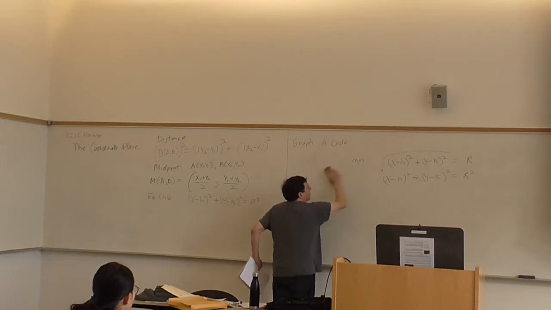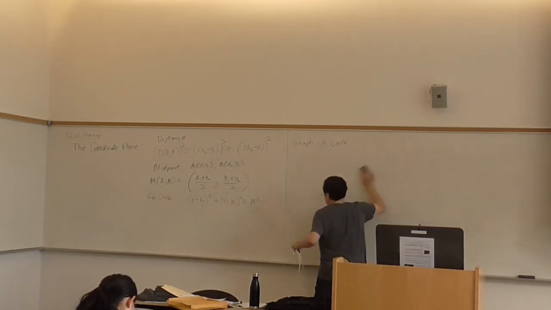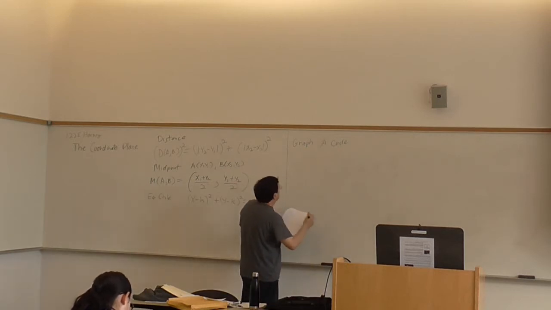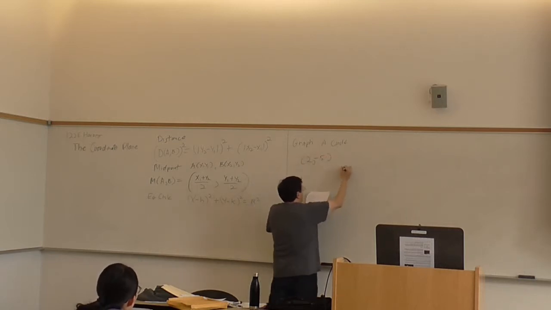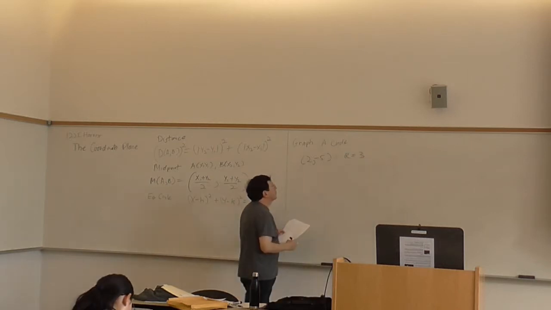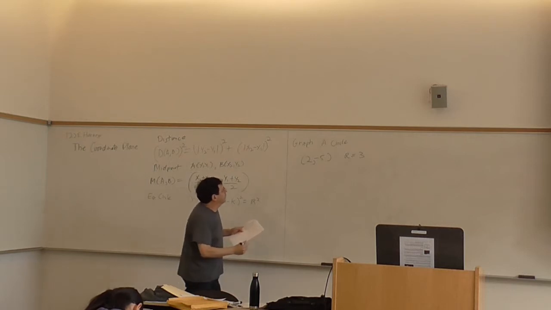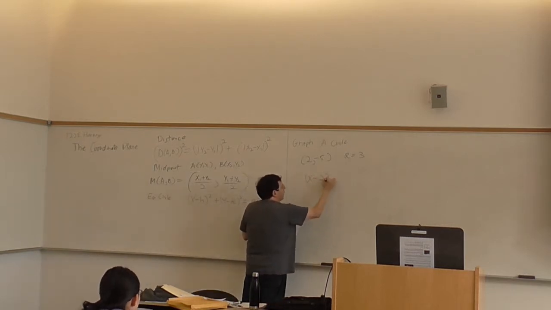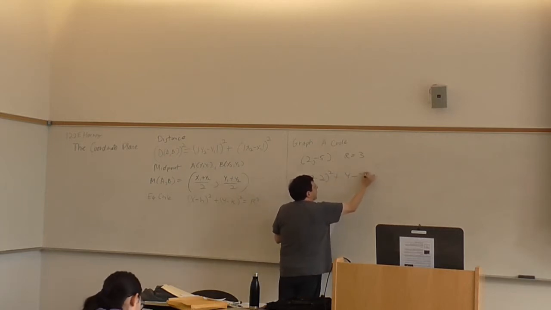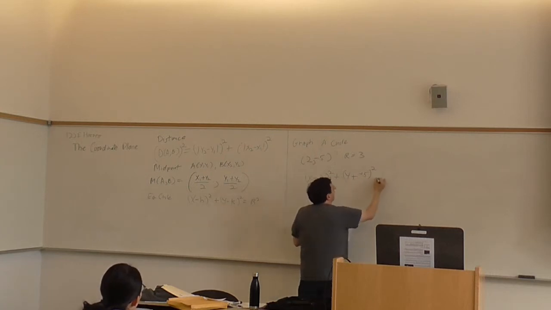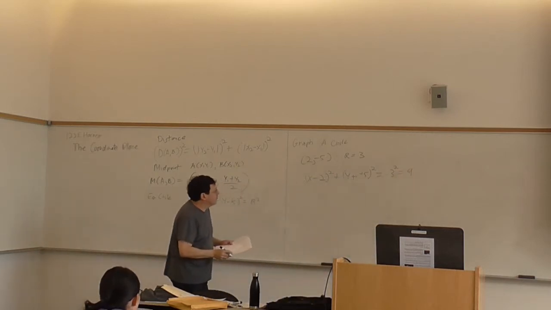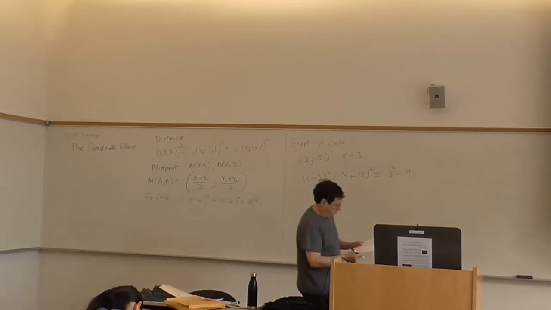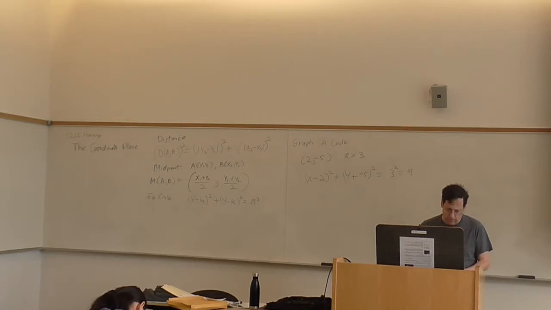Let's do an example problem. Find the equation of a circle with a center at (2, -5) and radius 3. We just plug in, right? We have (x minus 2) squared plus (y minus negative 5) squared, well that's plus 5 squared, equals r squared, 3 squared, or 9. So that couldn't be much easier.